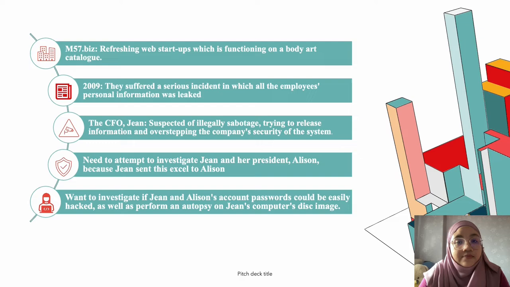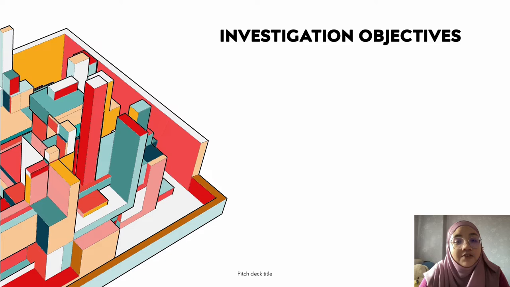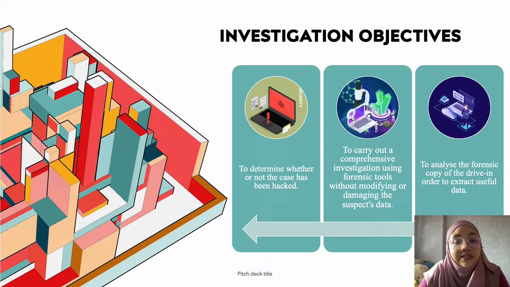Next is the objectives. In this project, we have three investigation objectives. The first is to determine whether or not the case has been hacked, and second is to carry out a comprehensive investigation using forensic tools without modifying or damaging the suspects' data, which is Allison's and Jean's data. And the third objective is to analyze the forensic copy of the drive in order to extract useful data.